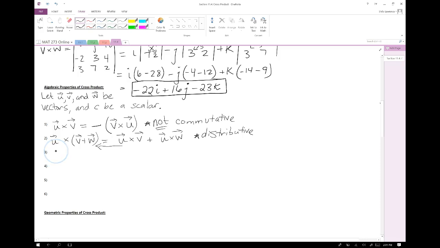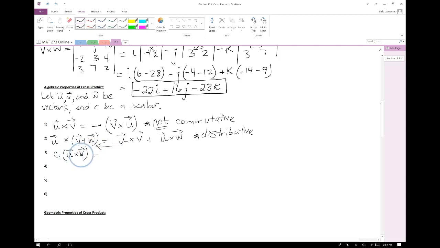It is associative with scalars. So if I had a scalar being multiplied by a cross product, we can't change the order of the cross product, but we can decide when that scalar is going to be introduced.